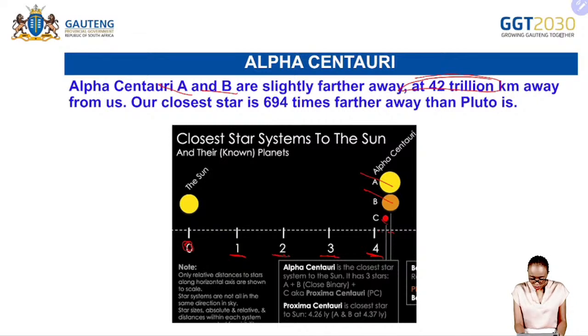Now, these are very close. A and B are very close. They are very, very close. So we usually count them as one. Those two major twin stars, Alpha Centauri A and Alpha Centauri B, we call them Alpha Centauri.